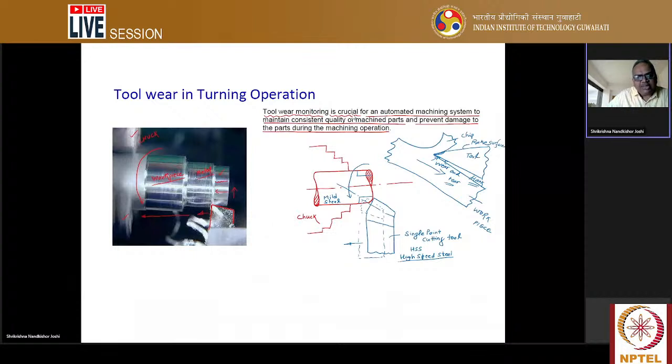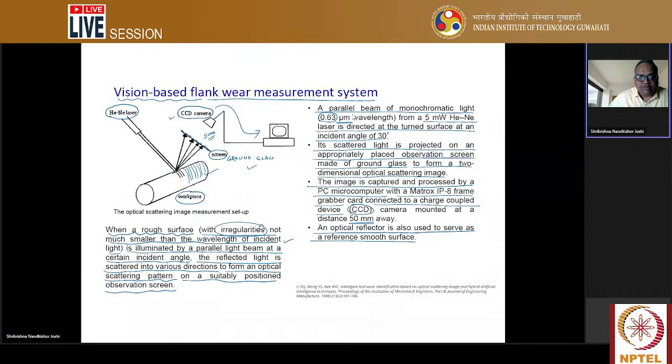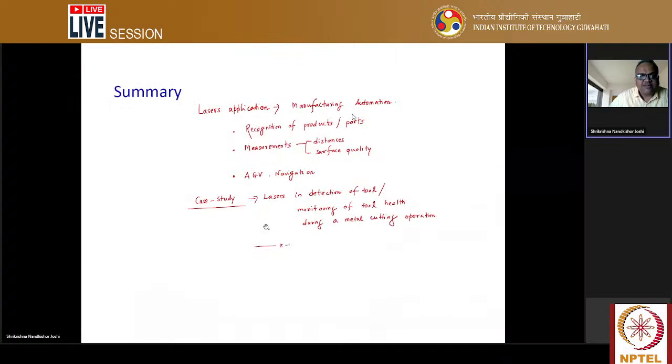Then in manufacturing, lasers are used for process monitoring. A very interesting case study that we have seen: the tool wear in a turning operation, and what the meaning of tool life or flank wear is, and how these are related to laser-based monitoring. Right? One case study, that is a vision-based flank wear measurement system, we have seen.